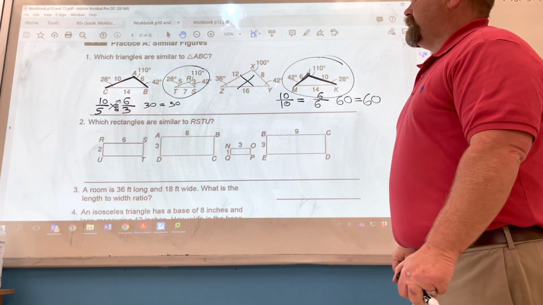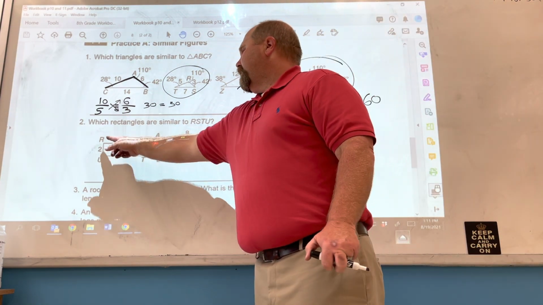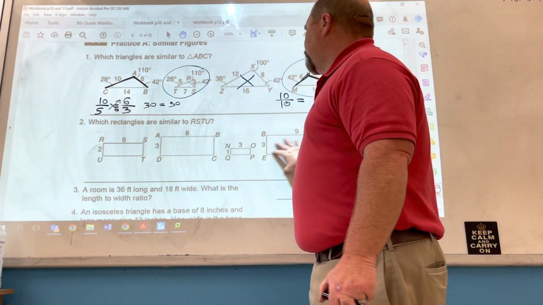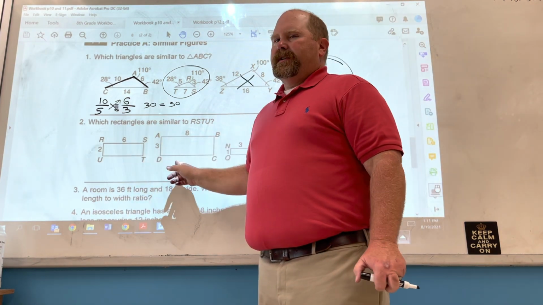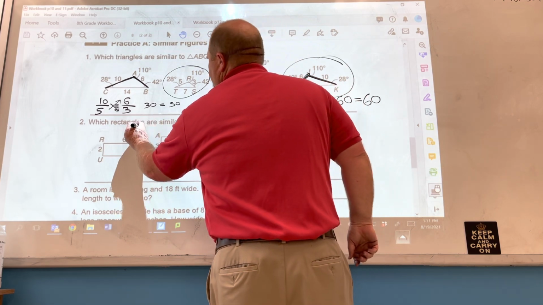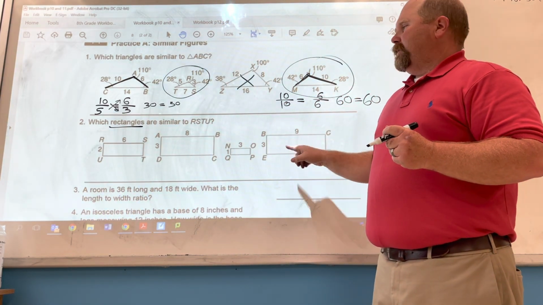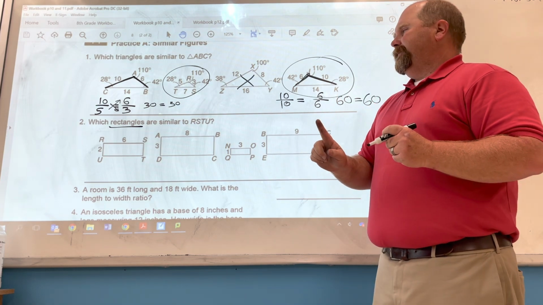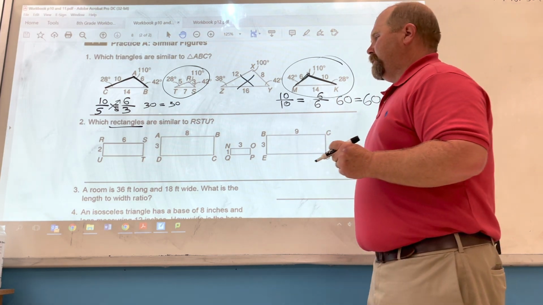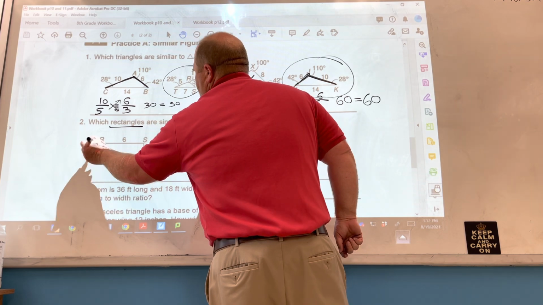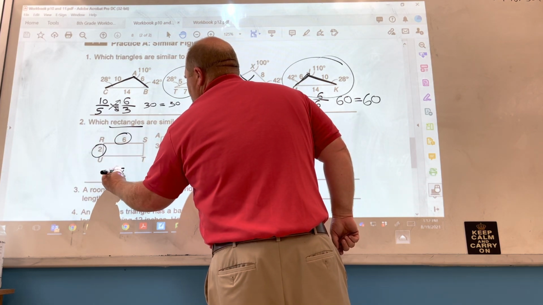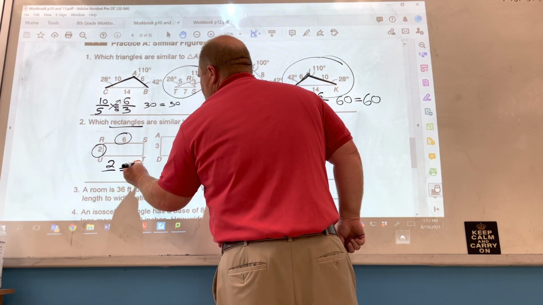All right, number 2. Which rectangles are similar to RSTU? RSTU. So we're going to compare these. Now, it did not give us any angle measurements. The reason is it tells you that they are rectangles. That means that every corner is a 90. So all of these passed rule number 1. We've got to check the proportions though. So we know we have these 2 numbers. That's the only 2 numbers we have to use. So we're definitely going to use 2 and 6.